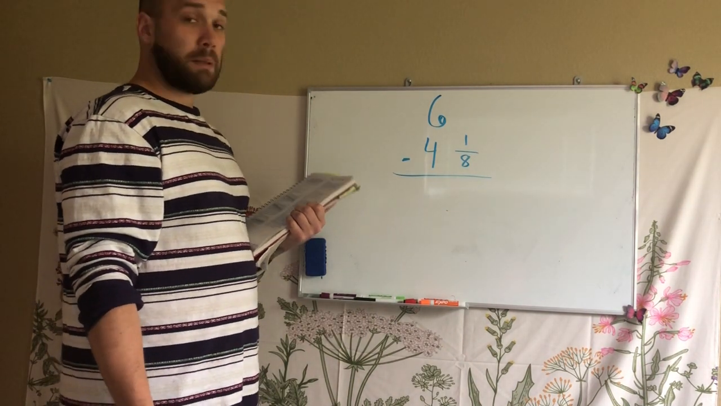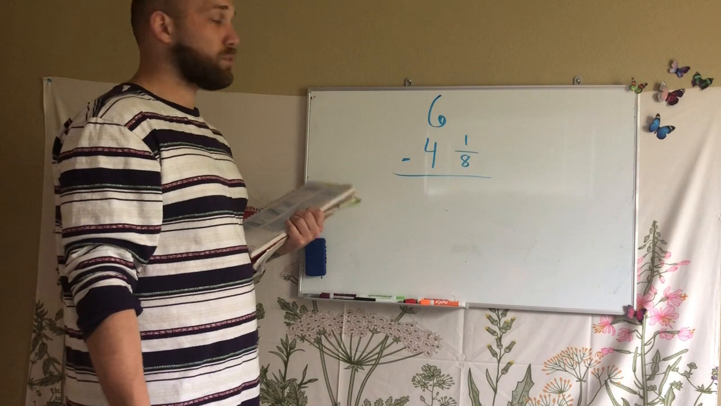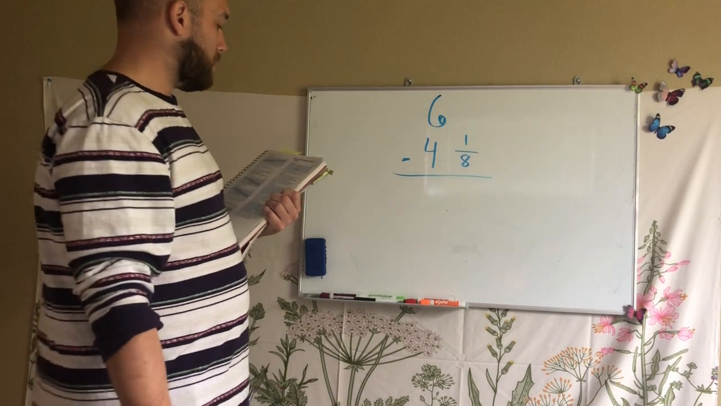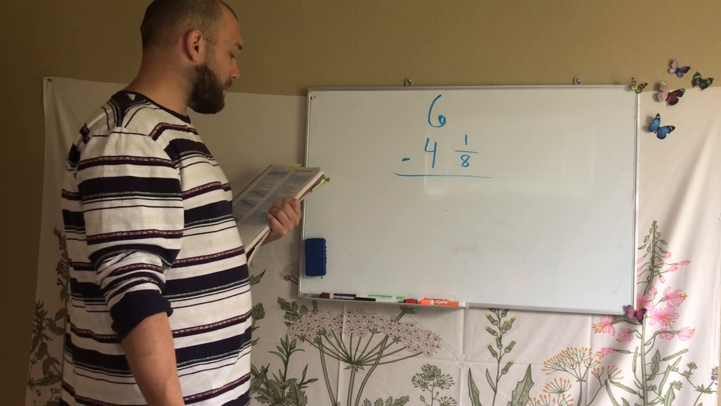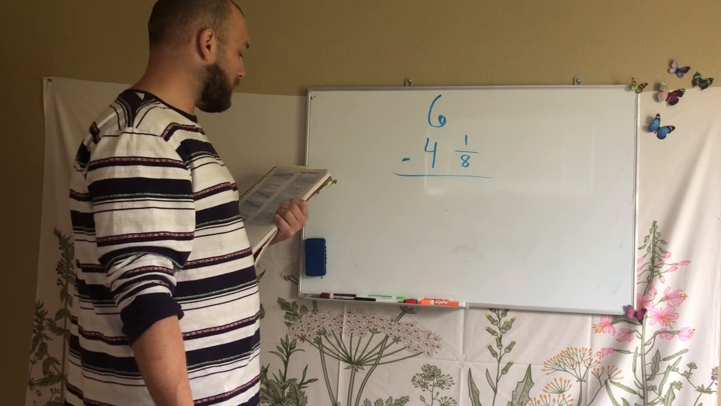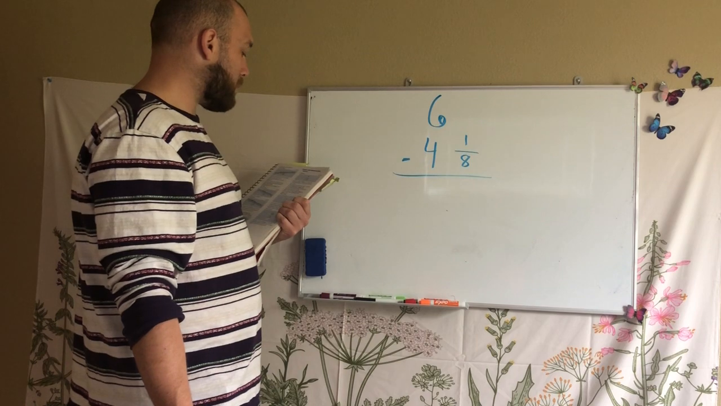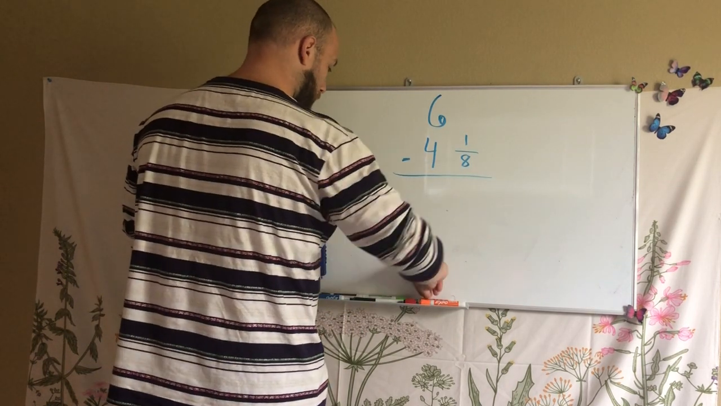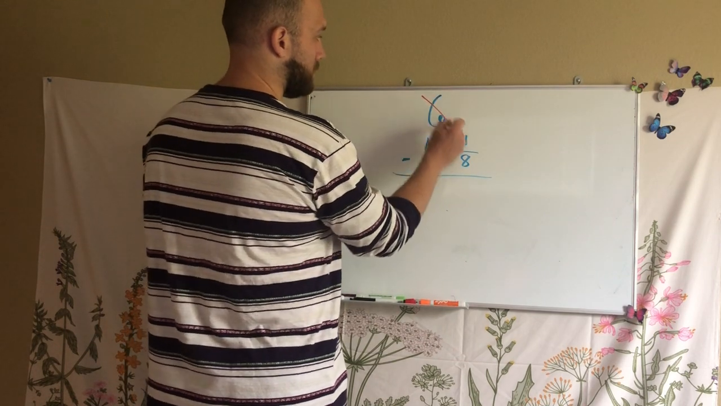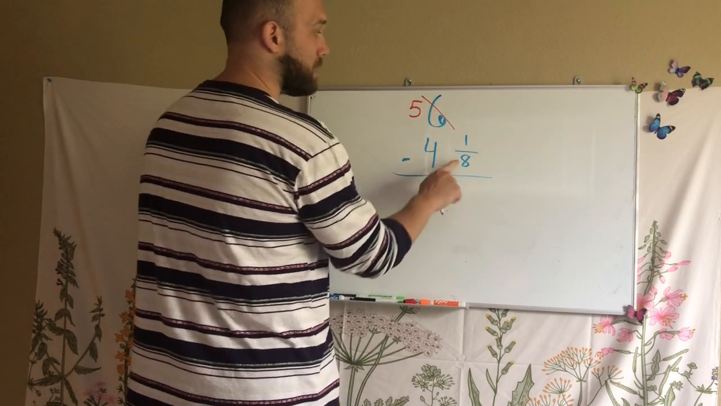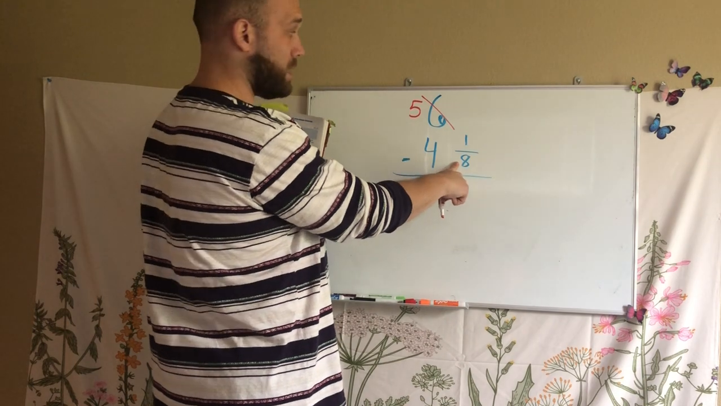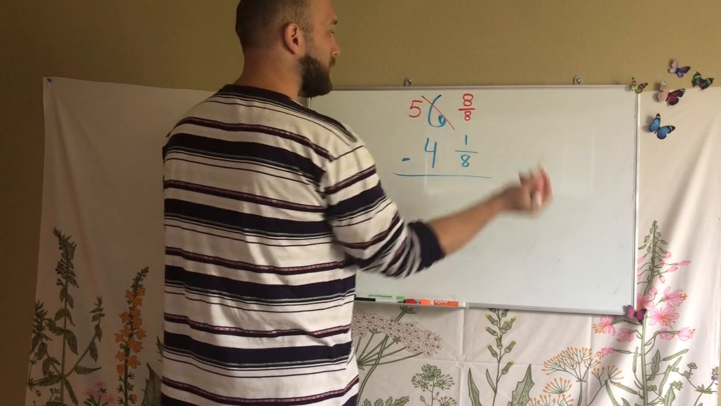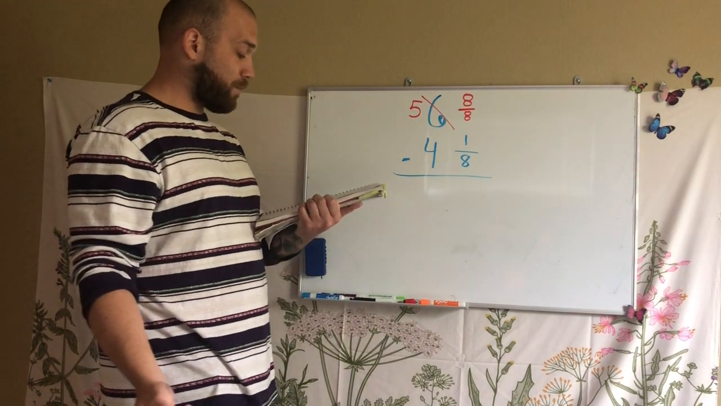Can we work that problem? No, that's why we have to rewrite it. We can't do 0 minus 1/8. So, we rewrite the top number. We take 1 from 6 and rewrite it as a fraction. So I'm going to take 1 away and make this 5. I'm working with 8s here, so this fraction over here is going to become 8 over 8.